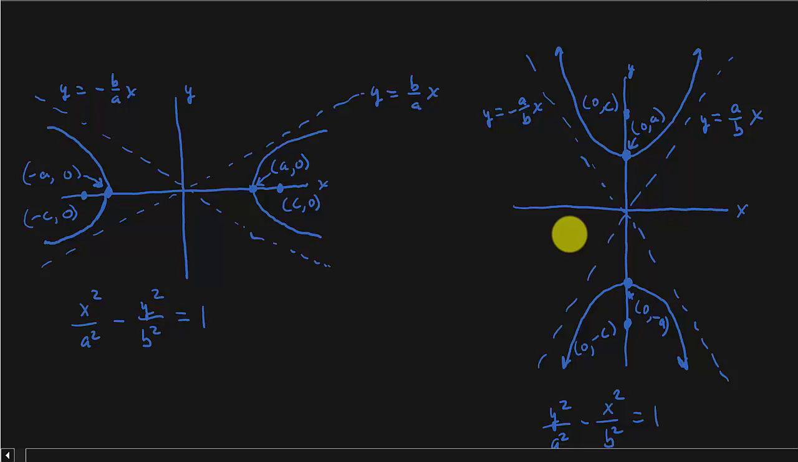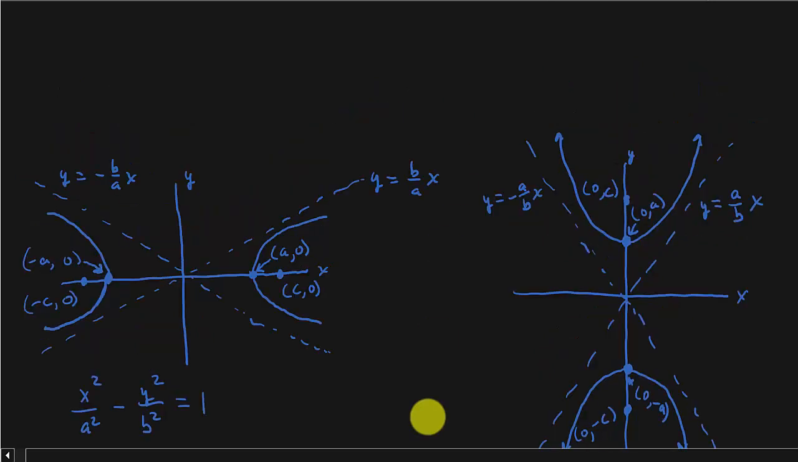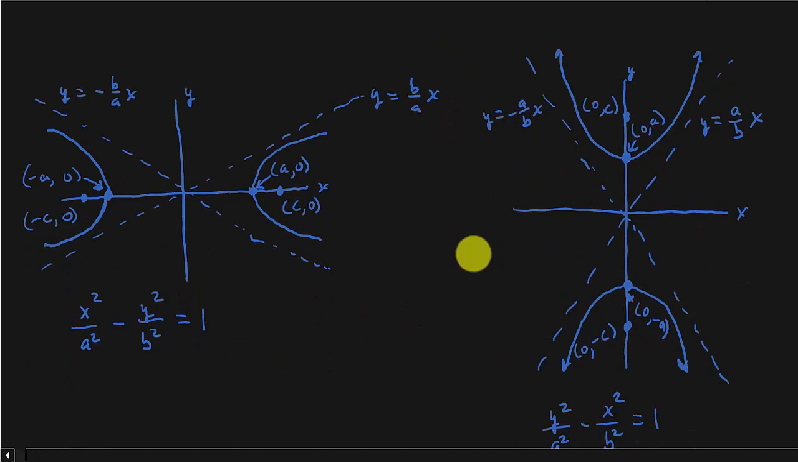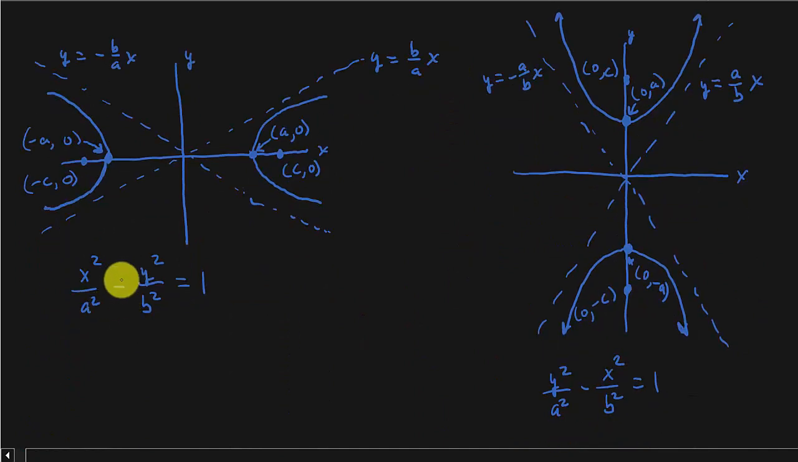A hyperbola is similar to the form that the ellipse is in, but remember, the ellipse had a plus in between. Here we've got x squared over a squared minus y squared over b squared equals 1. There's a subtraction sign between them. And then notice over here we've got y squared over a squared minus x squared over b squared. What's the difference here?